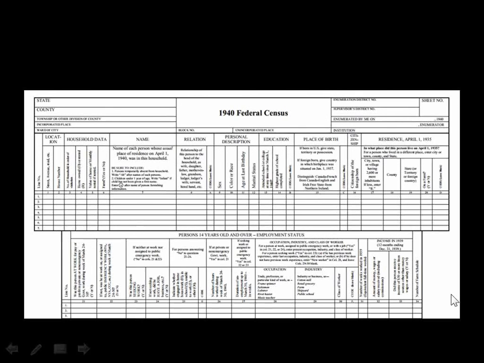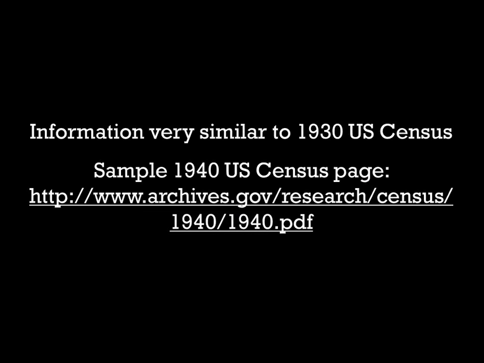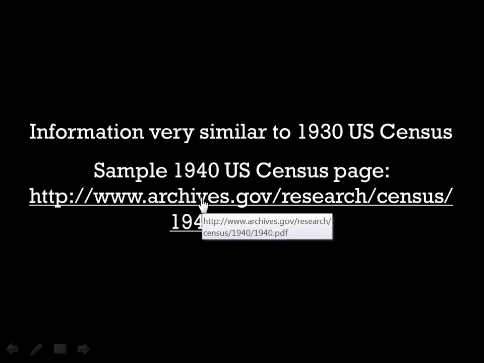This is the 1940 Federal Census Population Schedule form. You can actually get a copy of this. I'll put the link up in a minute, but this is freely available on the National Archives and Records Administration site. You will notice familiar questions. You may notice some that are new, and we will cover that in a minute as well. But this is where you can get the form, at archives.gov, which is the National Archives site.